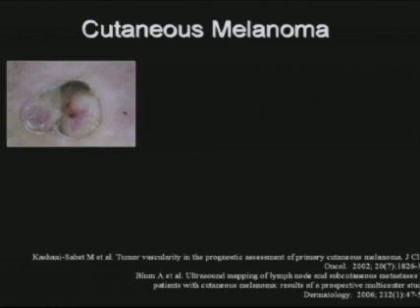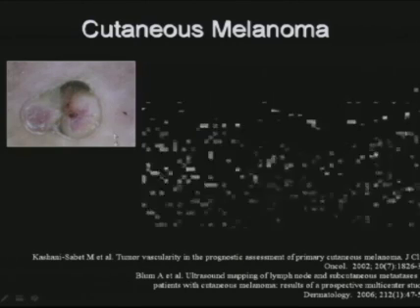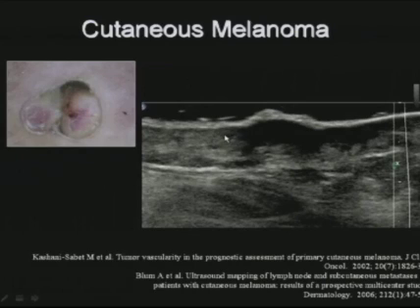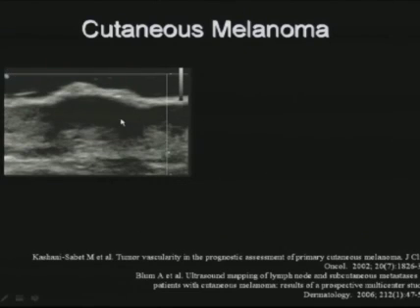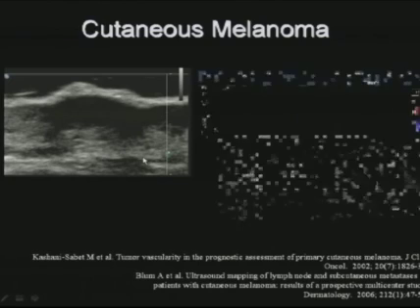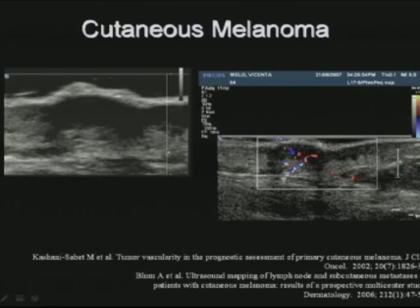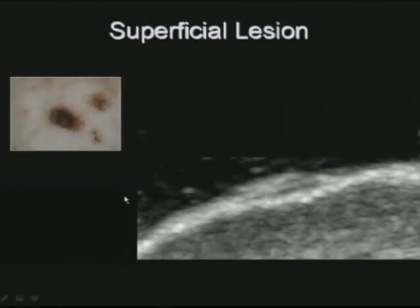This is the photograph of a cutaneous melanoma. And here we can observe, by using 17 megahertz, the extension of the lesion and how it penetrates to the deeper planes of the skin. Now we have a close-up, we are zooming in, and here we can observe how the lesion is vascularized. We can help the differential diagnosis by using this technology.